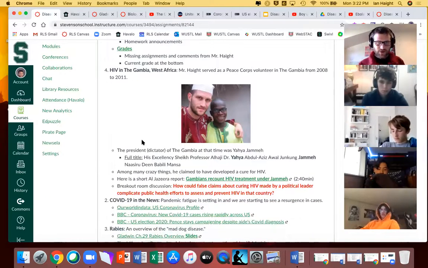The president of the Gambia at that time was casually known as Yahya Jammeh. His full title in typical African dictator fashion was His Excellency Sheikh Professor Alhaji Dr. Yahya Abdul Aziz Awal Junkung Jammeh Nazruddin Abdili Mansa, which is pretty crazy. He has since been banished from the country, but amongst many crazy things, he claimed to have a cure for HIV, which he had made with a little concoction of roots and berries and things like that.